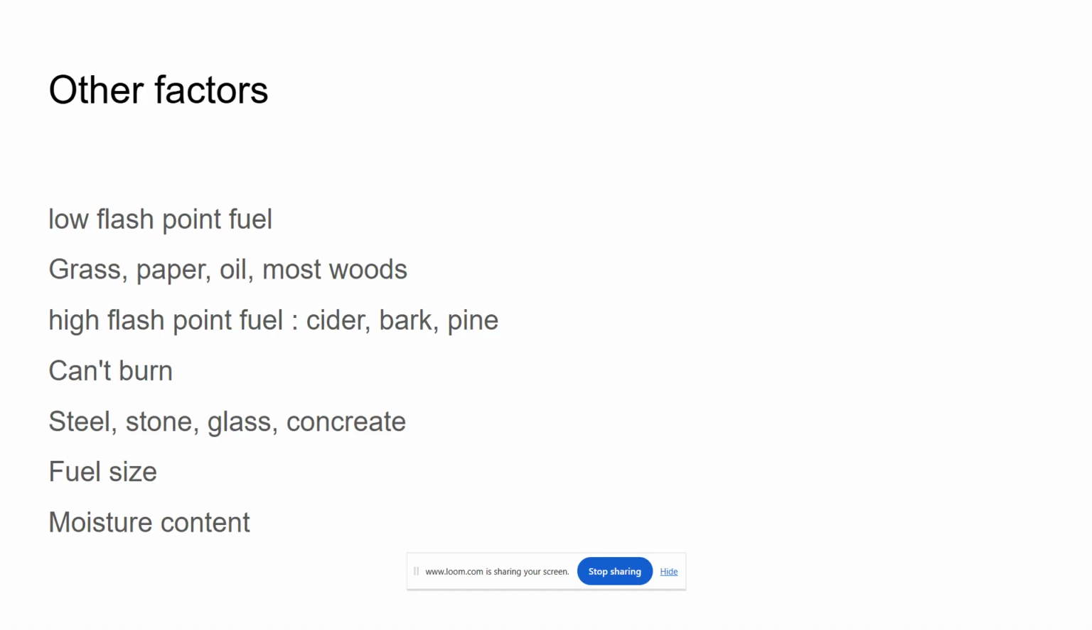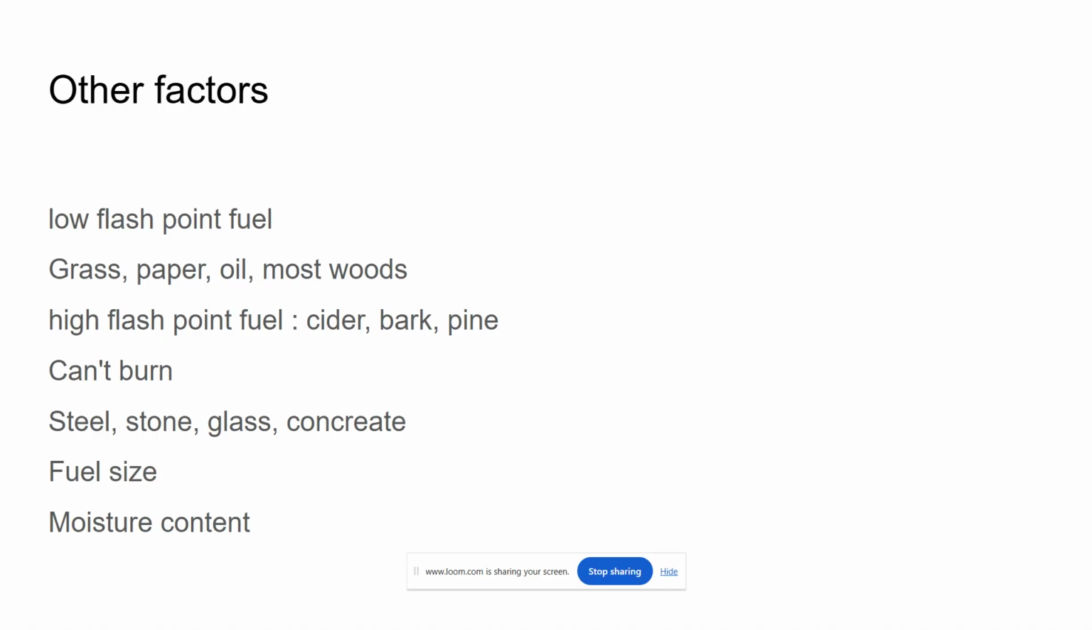A few of the other factors are the low flash point of fuel, which includes grass, paper, oils, and most woods. What low flash point means is that it burns really quickly and really easily, but it doesn't last very long. So it just burns through all of its fuel really quickly, and then there's nothing left.